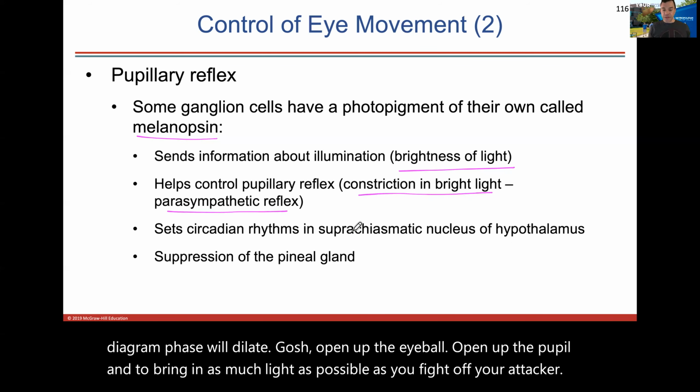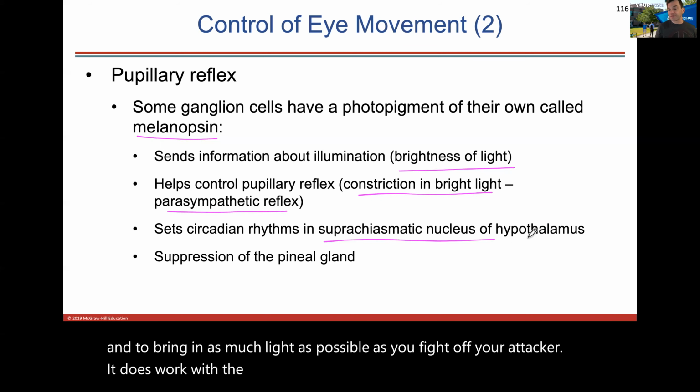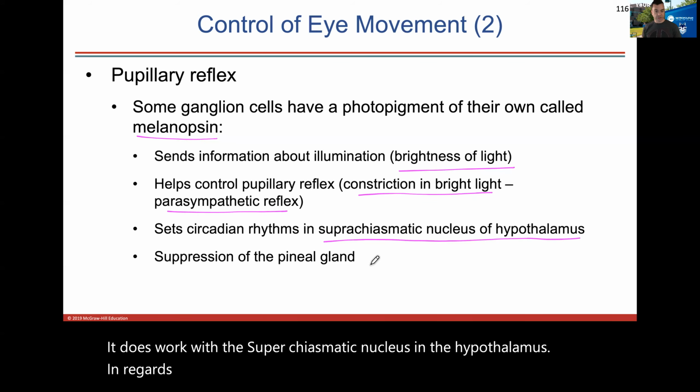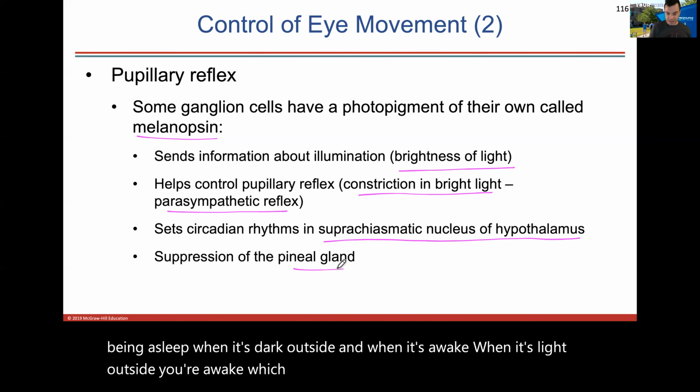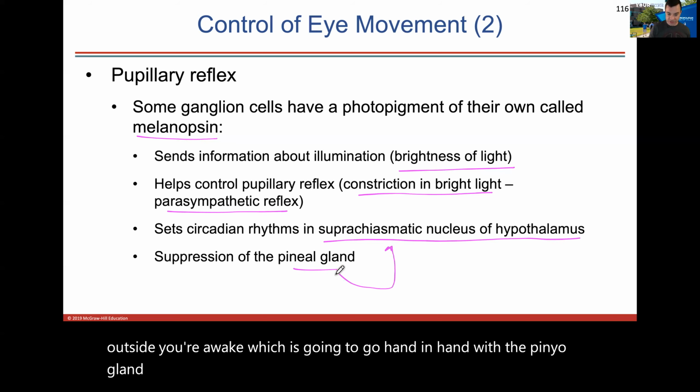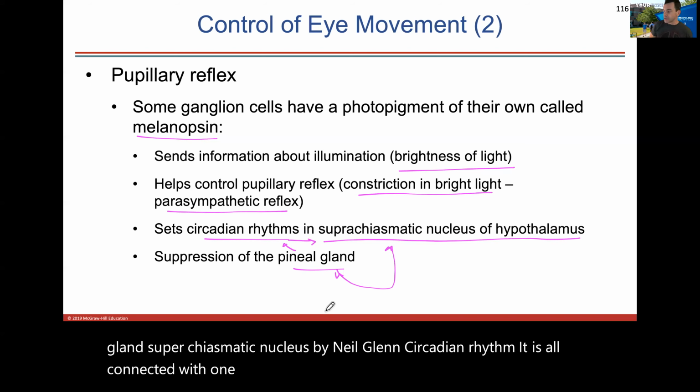It does work with the suprachiasmatic nucleus in the hypothalamus in regards to circadian rhythm. So it helps the process of being asleep when it's dark outside, and being awake when it's light outside, which goes hand in hand with the pineal gland. Suprachiasmatic nucleus, pineal gland, circadian rhythm, it is all connected with one another. So the pupillary reflex does a lot of fantastic things.